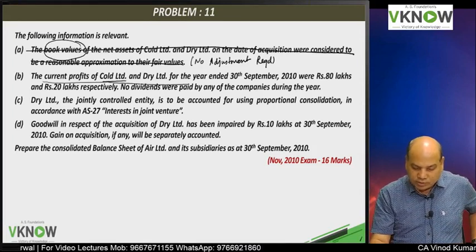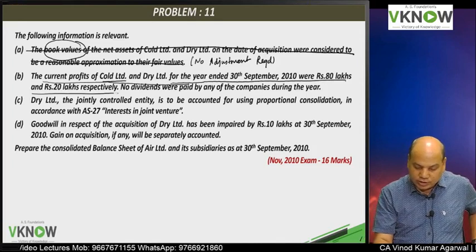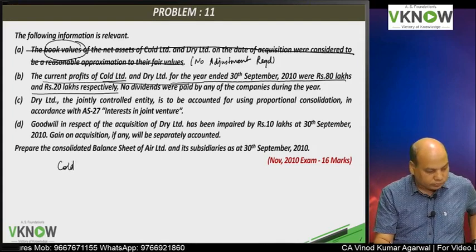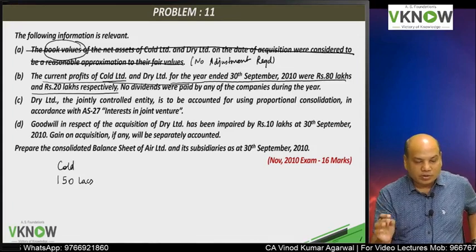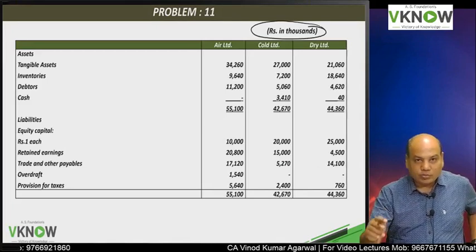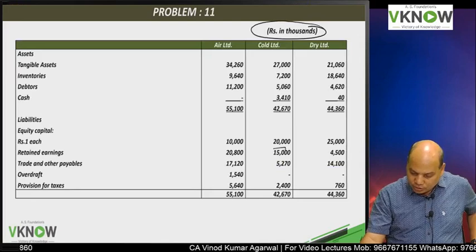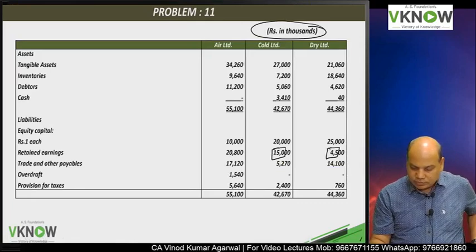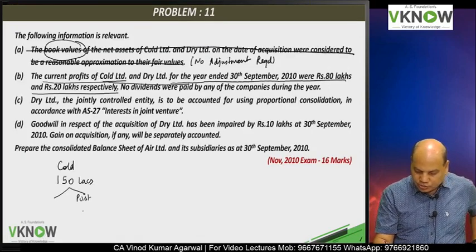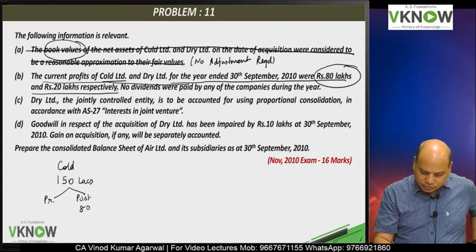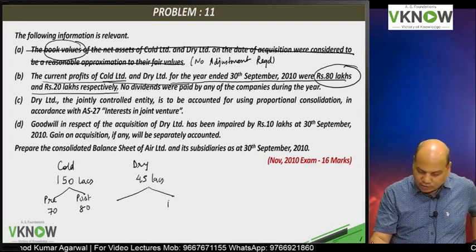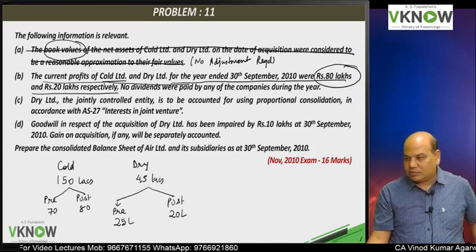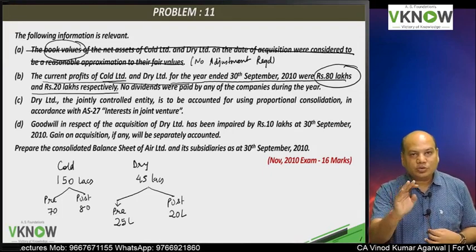The current profit of Cold and Dry, means current year profit of these two companies, are 80 lakh and 20 lakh respectively. Look at the balance sheet of Cold. Retained earning is 150 lakhs, middle column, liability side. In the balance sheet figures are given in thousand, but I am going to write the answer in lakh. So this is only 150 lakh and this is 45 lakh. So out of 150, post acquisition is 80 lakh, this one current year. So pre-acquisition would be 70 lakh. And in case of Dry, the total profit in the balance sheet is 45 lakh. Post acquisition is 20 lakh. So pre-acquisition would be 25 lakh. If you can understand this much, then my answer is over, because there is no other adjustment in the problem.